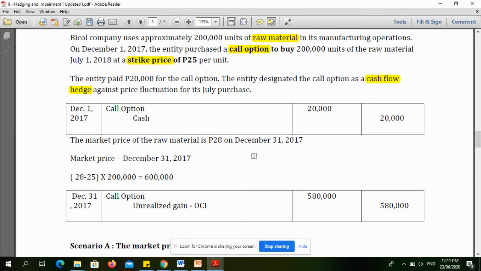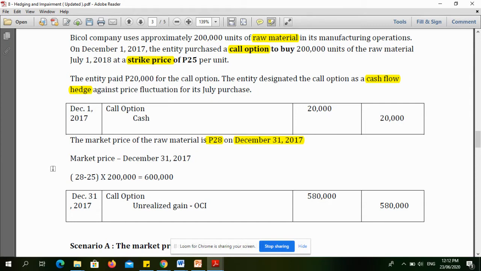Let's go next. Ang nangyari daw, noong December 31, 2017, yung market price ng raw material naging 28 pesos. The question, is this advantageous or disadvantageous kay Bicol Company? The answer is, this is advantageous. Yamado si Bicol. Kasi, kaya bibilhin niya yung raw materials at 25 pesos lang, even if the market price is 28 pesos. So meaning, nagka-gain si Bicol. Kasi instead na 28 pesos niyang bibilhin yung mga raw materials, bibilhin niya lang to at 25 pesos kasi meron siyang call option. So that is the logic.